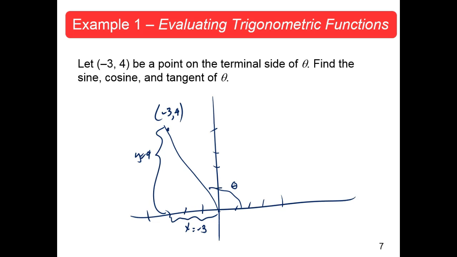Negative 3, 4 is not on the unit circle. It can't possibly be on the unit circle. So you're really close though. What else do you need? R. You've got to get R. And what in the world is R here?